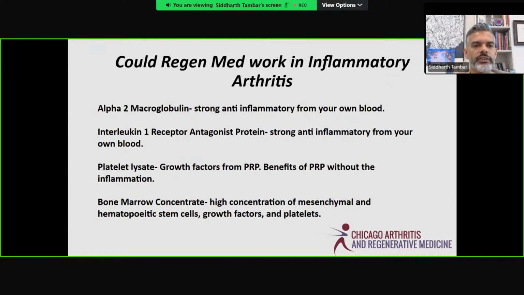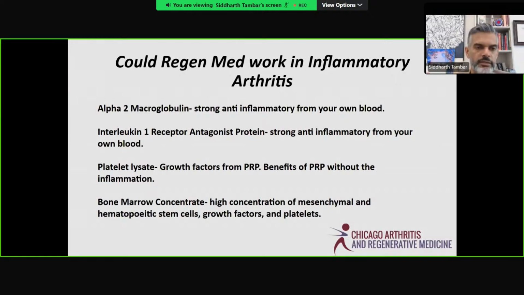Interleukin-1 receptor antagonist protein, just as a little bit of perspective, was actually the plasma treatment that Kobe Bryant, the basketball player, was getting when he would go to Germany every summer for a few off seasons in between his training and season.